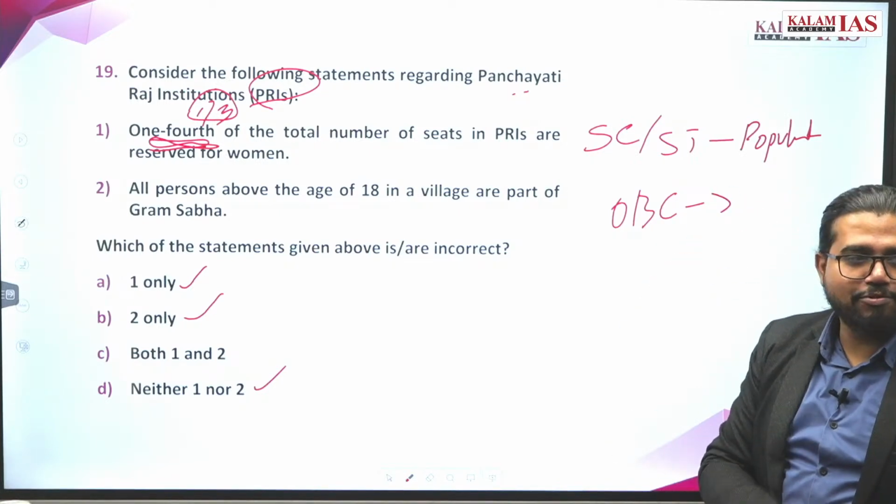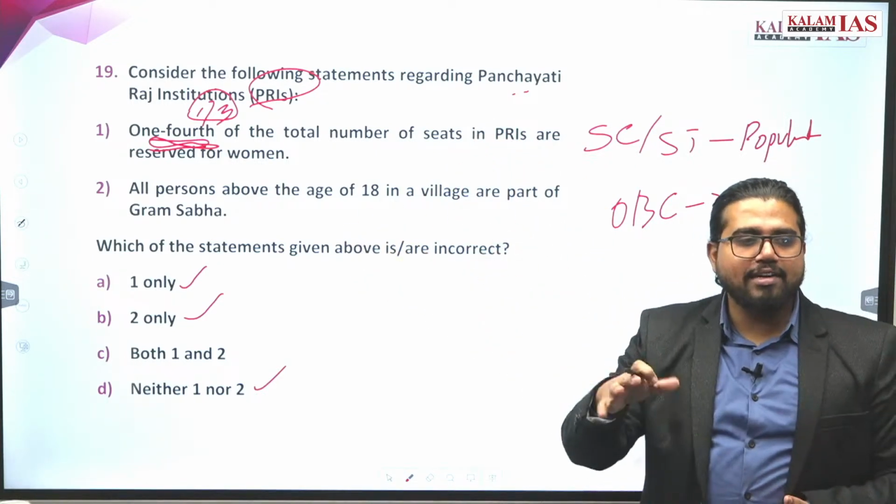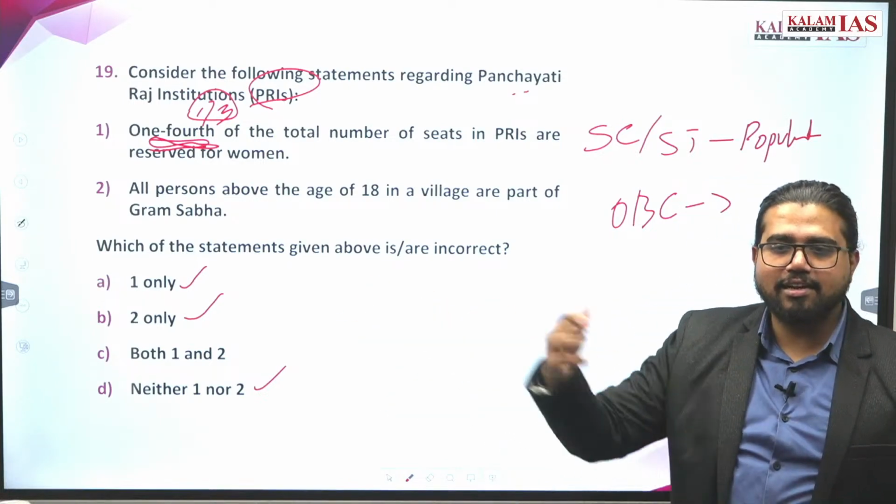Provided or not provided for in PRIs? Directly within the constitutional amendment, not provided. But if the state wishes, they can provide it.